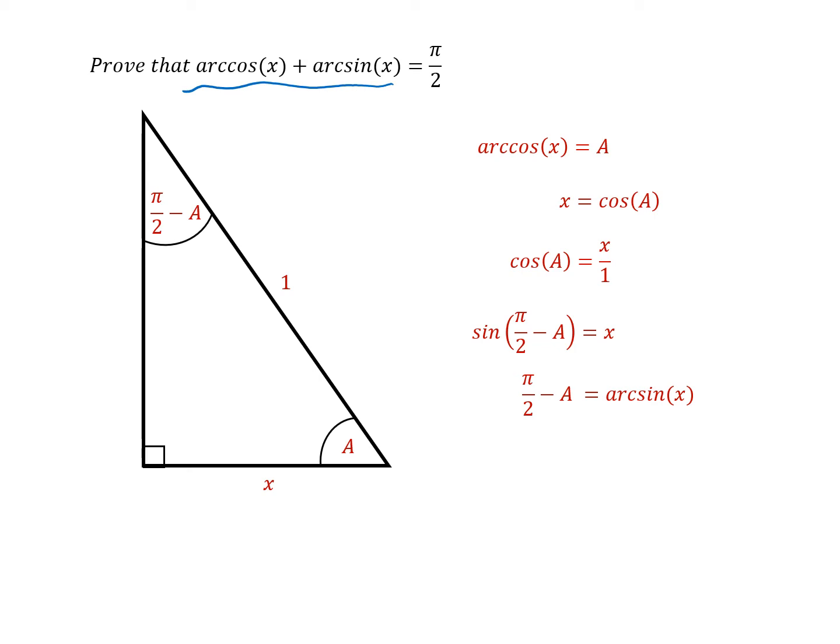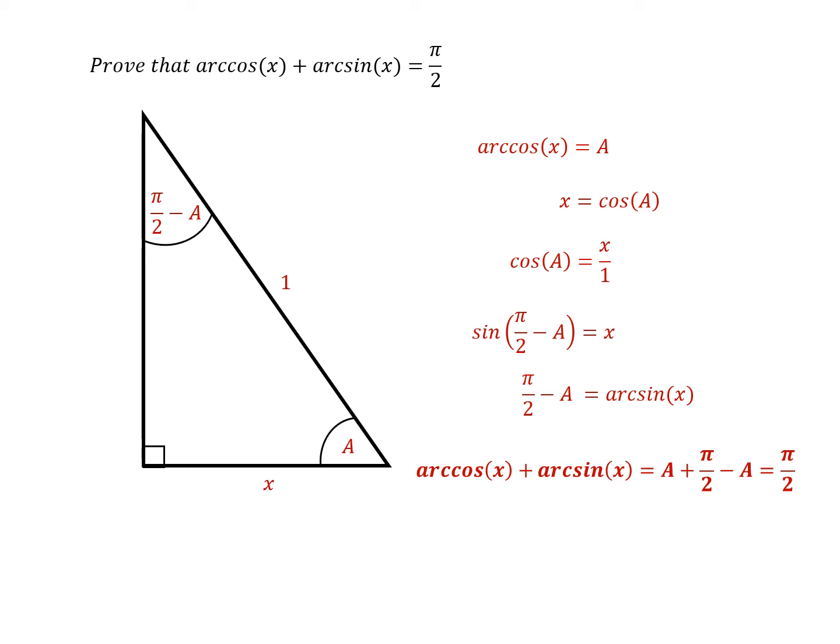So now I'm in a position to prove my result up here. Arc cos x plus arc sine x, that's what arc cos x is, that's what arc sine x is. So those two added together is A plus pi over 2 minus A, and that's pi over 2. So there we are, that's the proof. When you take that approach, it looks relatively straightforward, I hope. There are other approaches that can be taken, but that I think is by far the simplest approach as far as I can see.